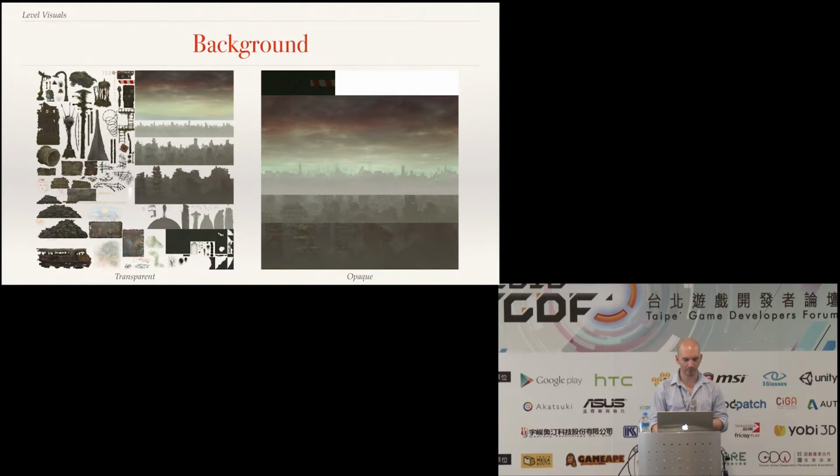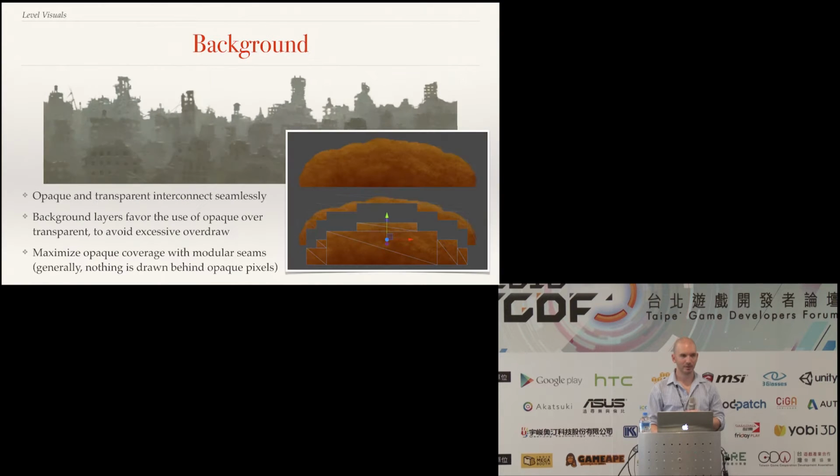So you take the opaque part and apply the transparent part. The reason is that we always favor the use of opaque versus transparent to avoid excessive overdraw. Opaque pixels are always the last to draw; there's nothing behind them, and transparent pixels will continue to draw. So overdraw, especially on mobile, is very, very expensive. Oh yeah, and we maximize the opaque coverage as much as we can, even changing it with modular scenes, all these things, to make sure that we have as few transparent pixels as possible.